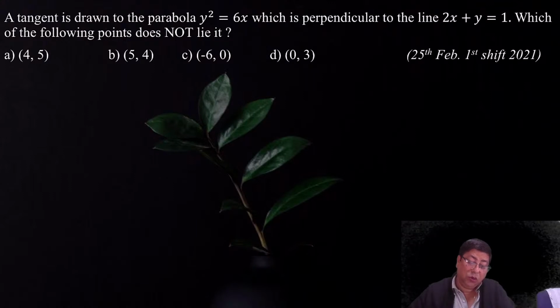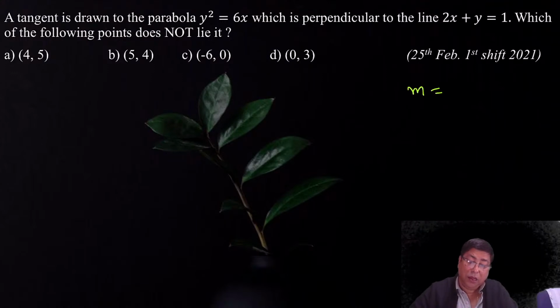A tangent is drawn to the parabola y square equal to 6x, which is perpendicular to 2x plus y equal to 1, and which is not lying on it. A tangent is drawn to the parabola y square equal to 6x, which is perpendicular to this line. So if you are ready, the slope of the tangent is very easy.